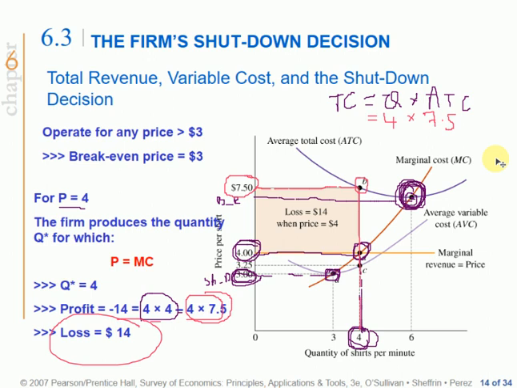It's equal to 16 total revenue minus total cost, which is equal to $30. 16 minus 30 is equal to minus 14. Then the firm is losing $14.